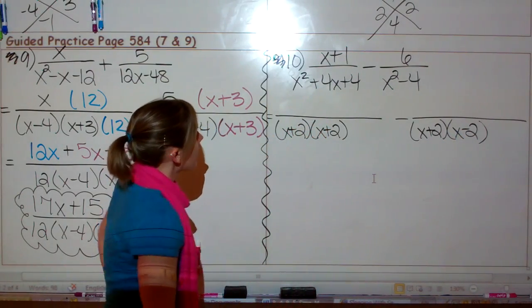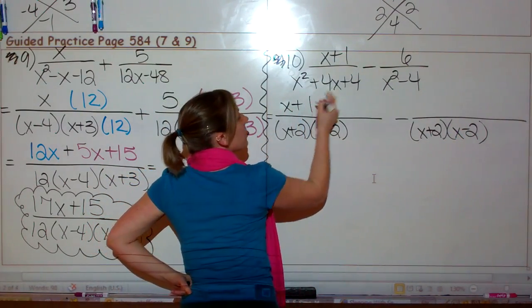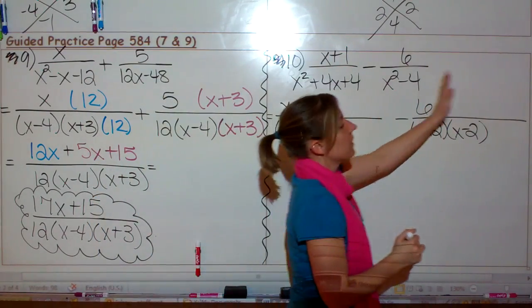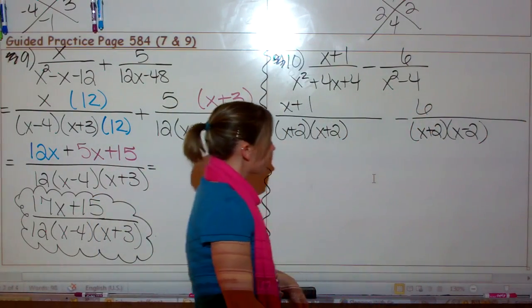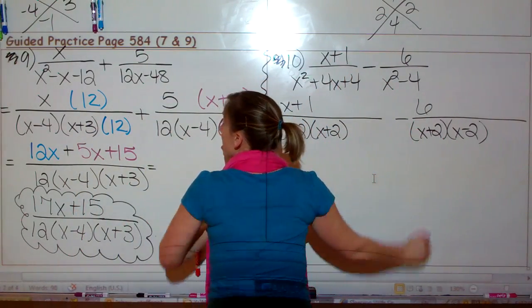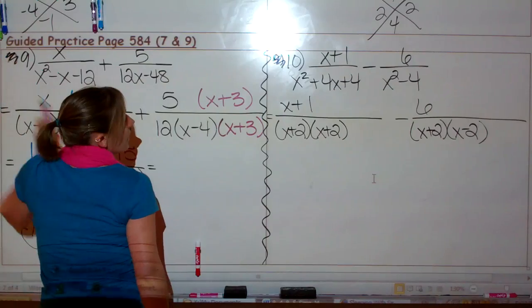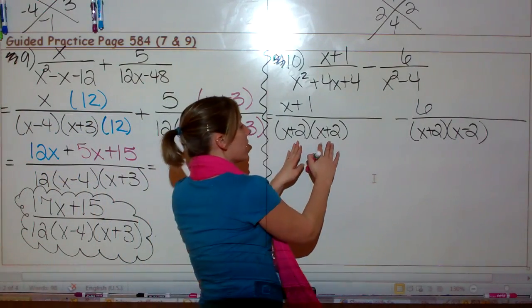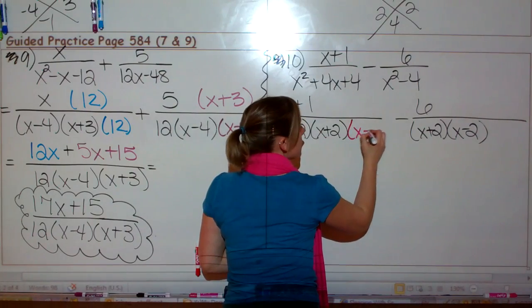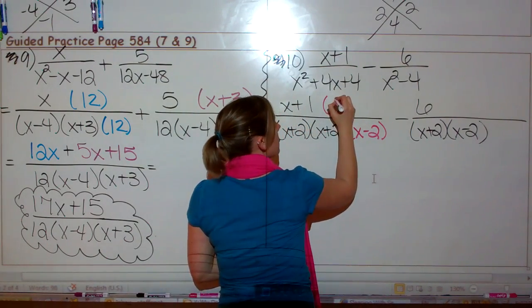All right, so our numerators are x plus 1 and minus 6. So remember, whatever we do over here, we're going to be subtracting it. So now that I've factored first, now let's get that common denominator. So we ask ourselves, what is this one missing when you compare it to that one? Well, that is an x minus 2.